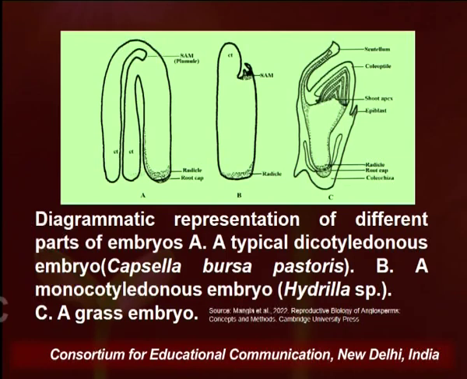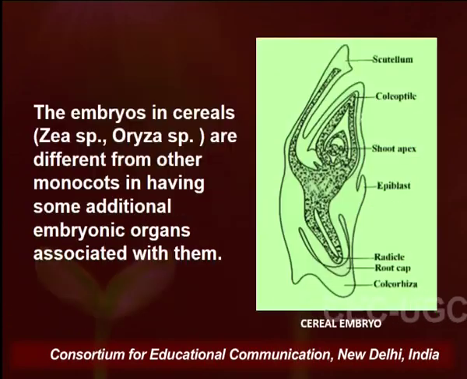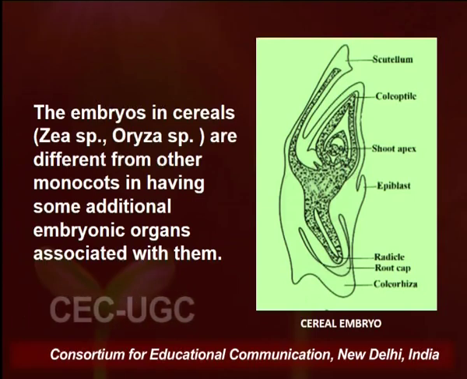In this particular diagram, you can see three different types of embryos. The first one is a typical dicotyledonous embryo belonging to Capsella bursa-pastoris. The second one is a monocotyledonous embryo of Hydrilla, and the third one is a grass embryo. Now, the cereals and the grasses are also monocots, but their embryos are different from other monocots because they have additional embryonic organs associated with them, and these can be scutellum, coleoptile and coleorhiza.